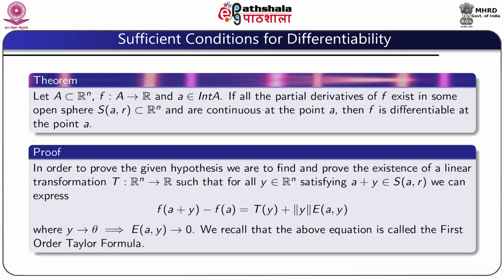We start with our first theorem. Let A be a subset of Rn, f a scalar field defined on the set A, and a an interior point of the set A. We assume that all the partial derivatives of the scalar field f exist in some open sphere S(a, r) subset of Rn and are continuous at the point a, then f is differentiable at the point a. Let us recall, by the symbol S(a, r), we mean the open sphere with center at a and radius r.